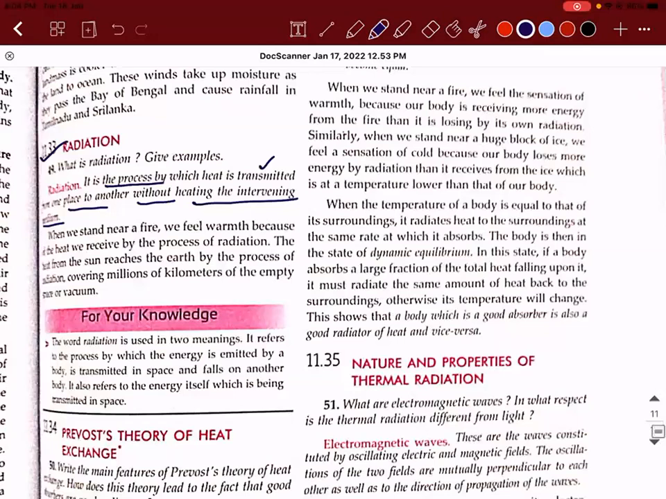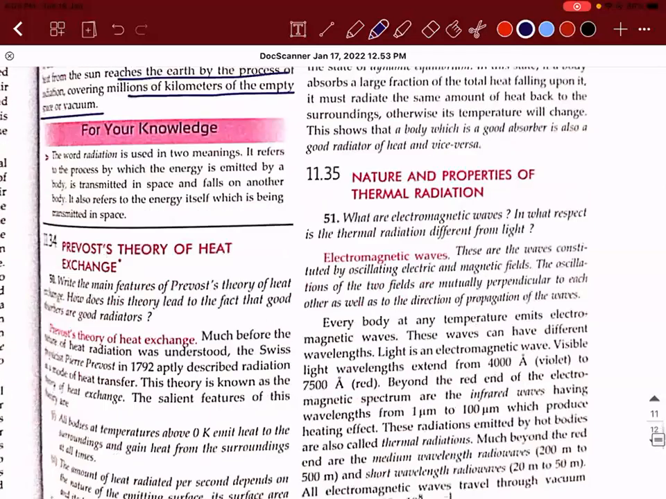See, the example is given here. When we stand near a fire, we feel warmth because the heat we receive is by the process of radiation. Similarly, the heat from the sun reaches the earth by the process of radiation, covering millions of kilometers of empty space or vacuum. So we understood yesterday itself that radiation is a form of heat transfer which does not require any medium for propagation.